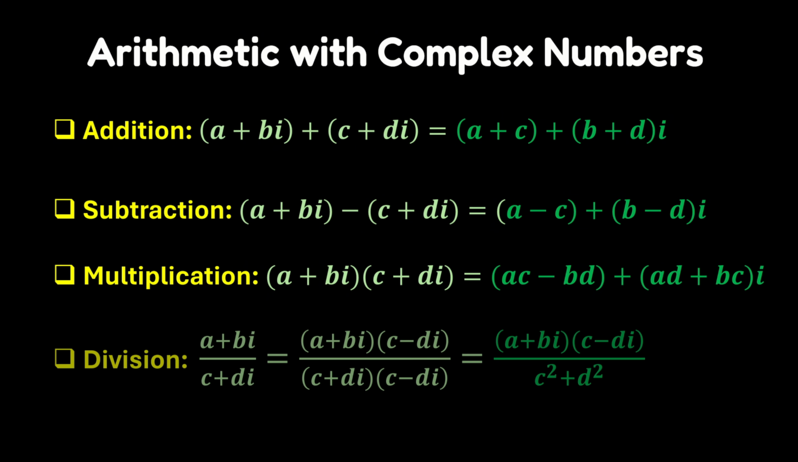To divide, we multiply both numerator and denominator by the conjugate of the denominator. Here, the conjugate of c plus di is c minus di, and the denominator becomes c square plus d square. So, the denominator is always real.